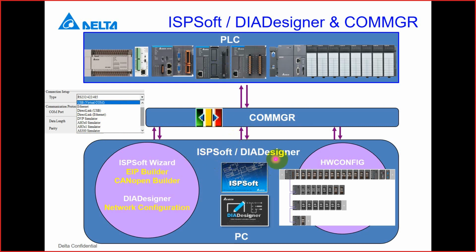And for DIA Designer and ISP SOP, we can use the main program, and it will have a hardware config function. In ISP, we have a so-called EIP builder, CANopen builder, if you want to use some remote I/O or communication setting. But in DIA Designer, this one we call network configuration.